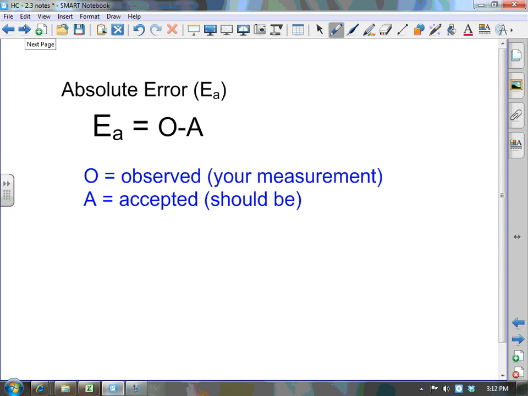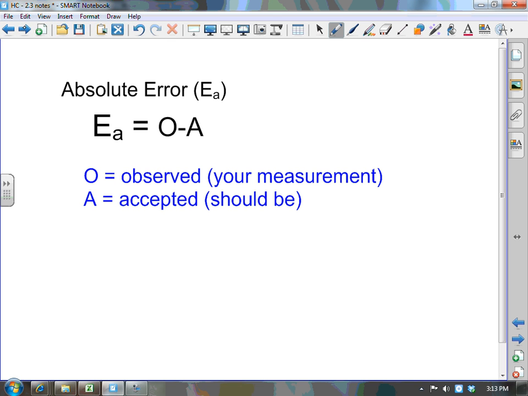The first one here is called absolute error. Simple symbol, E sub A. Very simple calculation. E sub A is equal to O minus A. O is your observed measurement, what you measured in class, and A is the accepted value, what you should have gotten. A standard, an accepted value, what you're expecting to get. It's a simple value. Whether the number is positive or negative tells you whether or not your measurement was above or below that accepted value.